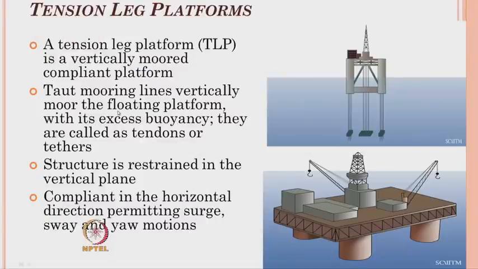The third variety of platform, which is also a compliant type platform, is the tension leg platform. The word suggests tension leg means the platform is completely free afloat, which is connected to the seabed not through the tower, not through the shaft, but only through cables, which we call tethers or tendons. So, the whole structure is completely free floating, which we call completely buoyant.